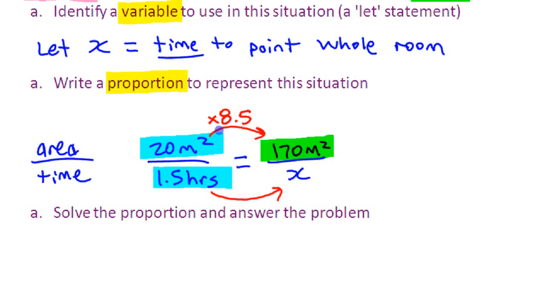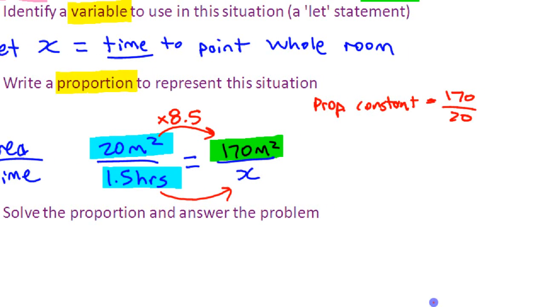Okay, this is times 8.5. I think it's a good idea to use these kind of curved arrows to show that's what you're doing, right? You could even write over here if you want. You could say proportionality constant is 170 divided by 20. You could do that if you wanted to.